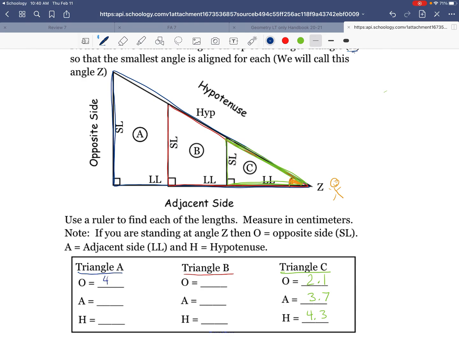So your measurements might be a little different than mine, but this is what I got for triangle A. And here's what I got for triangle B. And what we can see about these three triangles is that all three of these are similar by angle. They all three have a right angle and they all three share angle Z. So we have three similar triangles and we found their measurements here.